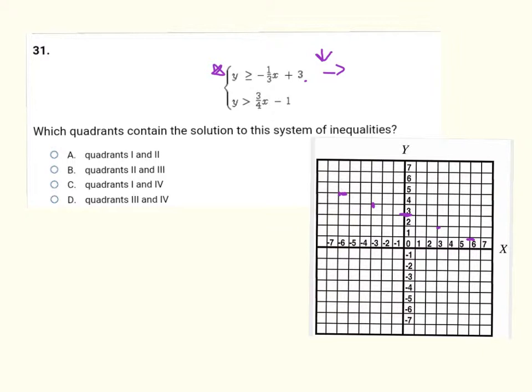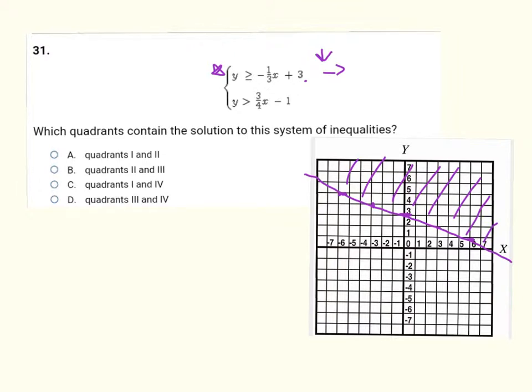And then this one has a greater than or equal to part. So that means it's going to be a solid line, and I'm going to shade above. So I'm going to go ahead and draw my solid line, and I'm going to shade above that.